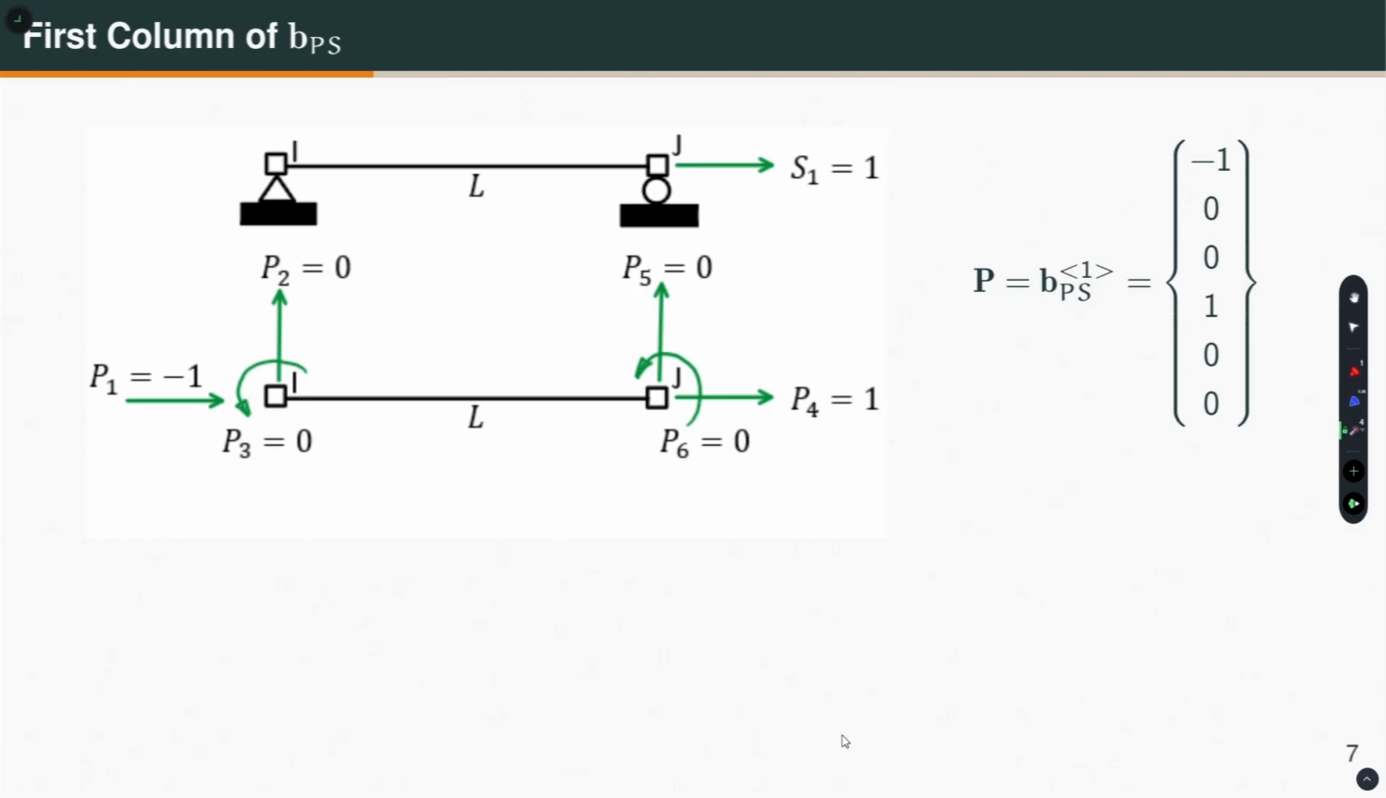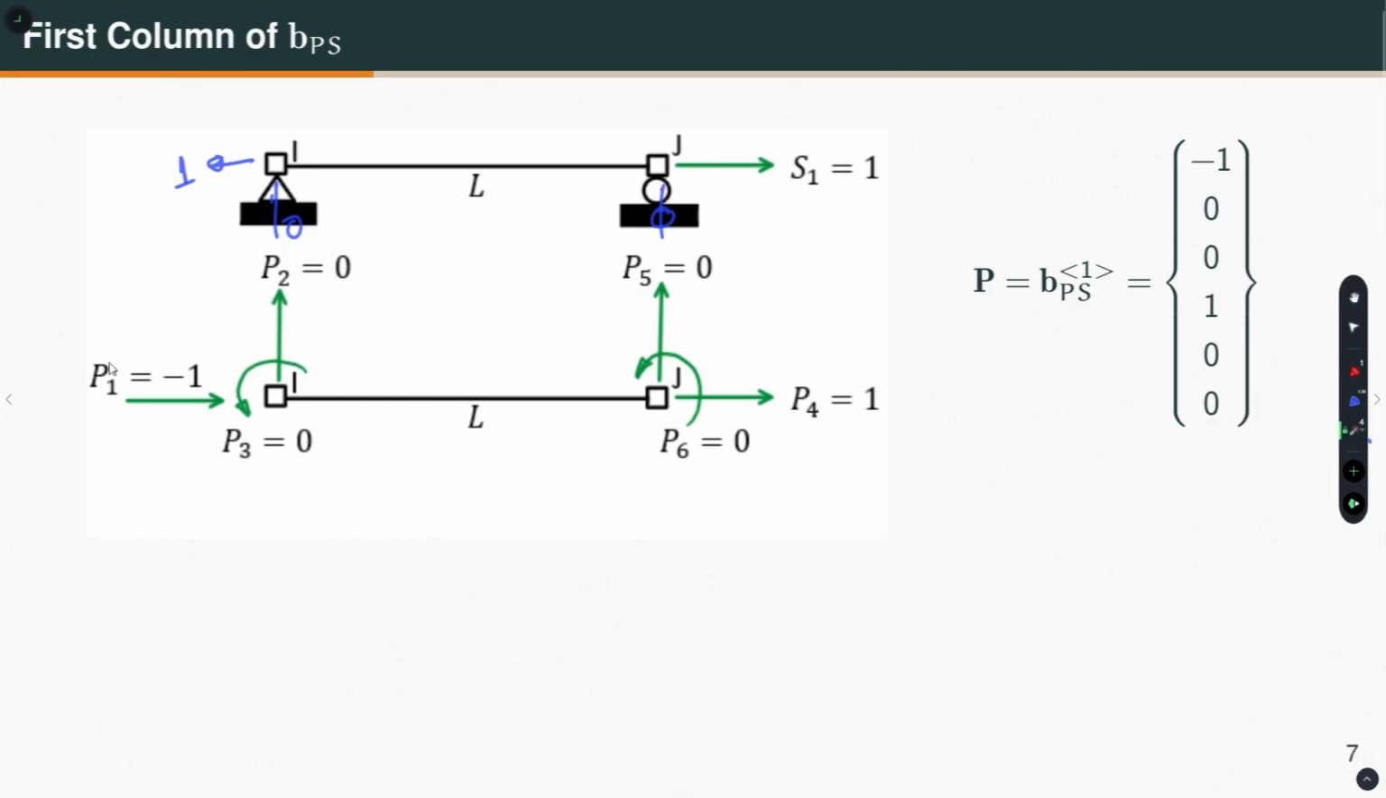Here I am applying S1 equal to 1. So, I have got a simply supported beam subjected to axial force S1, and I want to determine the reactions. What is the reaction here? This reaction is equal to 1, this reaction is 0, this reaction is 0. But the reaction that I have drawn here, equal to 1, is towards the left, whereas my capital P1 is positive to the right.